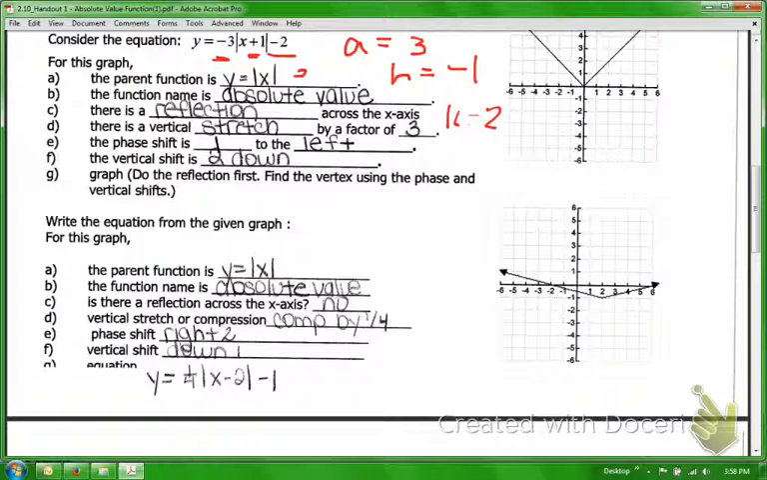From here, once you know these, it's pretty easy to fill them in. There's a vertical stretch by a factor of 3. That's our A. There is a phase shift of 1 to the left. We did that right here. And there's a vertical shift of 2 down. Now, to do these, we're going to go in the order of operations. So that's really important. Do the reflection first, and then the other two.